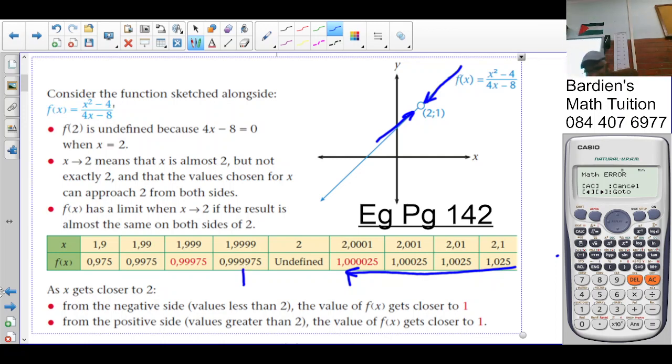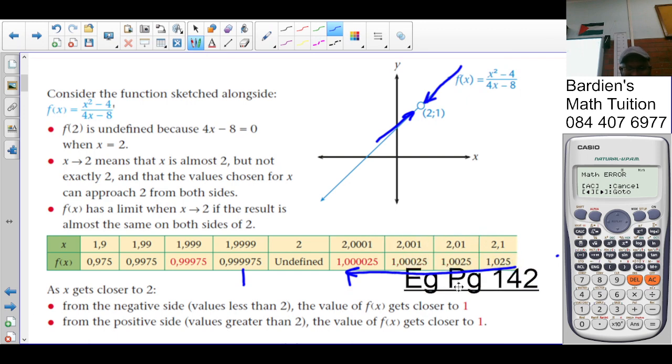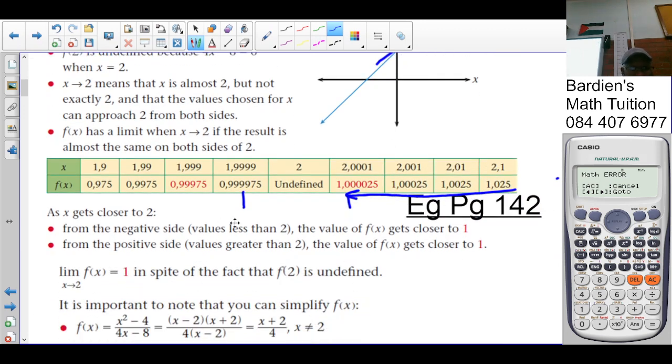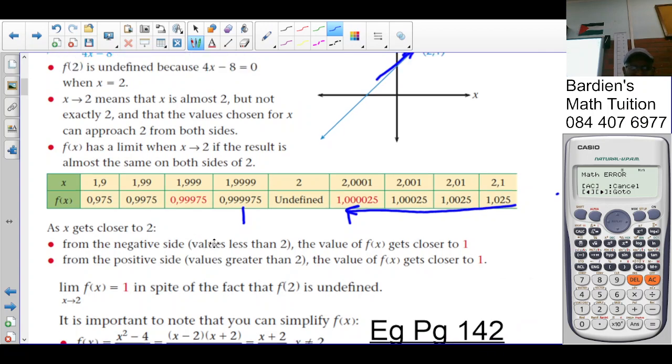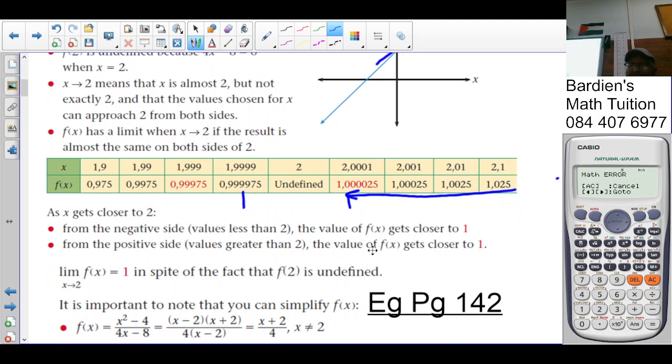Right, so let's carry on. So we are told now that as x gets closer and closer to 2 from the negative side, the values less than 2, the values of f of x get closer to 1. From the positive side, or from the right hand side, values greater than 2, the values of f of x get closer and closer to 1, which means to say it's coming to 1 from either side. Then we write here the limit.